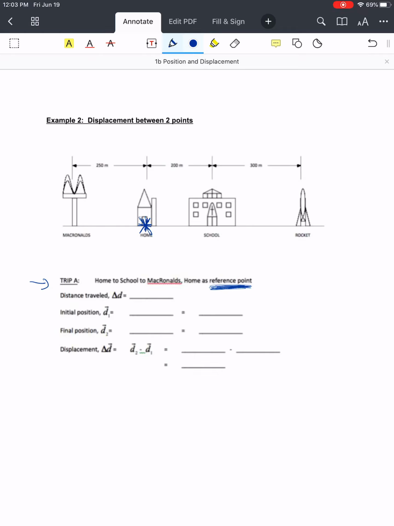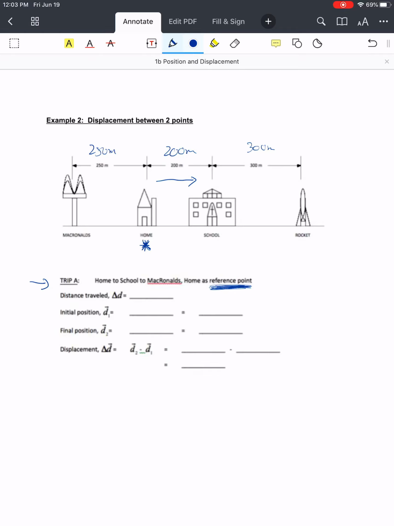Okay, so I'm going to put a star there. Let me get it out of the way a little bit. So here is my reference point. So what's the distance traveled? Well, I went from home to school. That's 200 meters. This is 250 meters, and that's 300 meters.